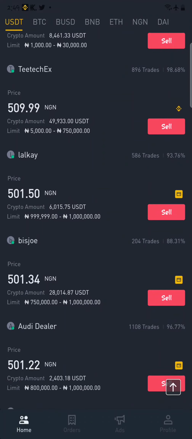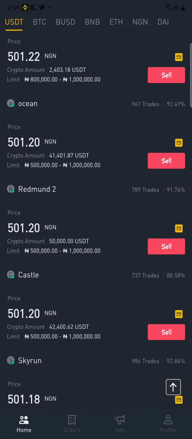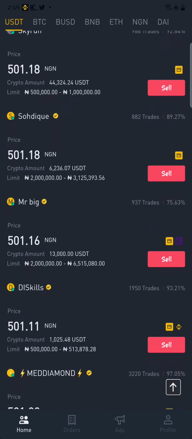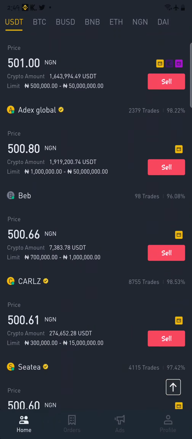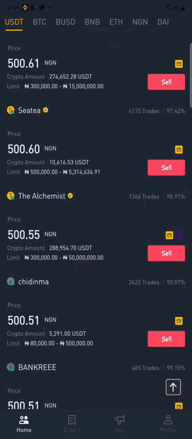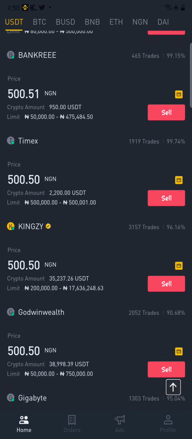So I'll keep scrolling. Now I found someone that is going to transfer to bank account, but I don't like the limits because I'm not transacting such a high volume. So I'll have to keep scrolling down till I find someone that is interested in buying the $19 worth of USDT I just purchased.